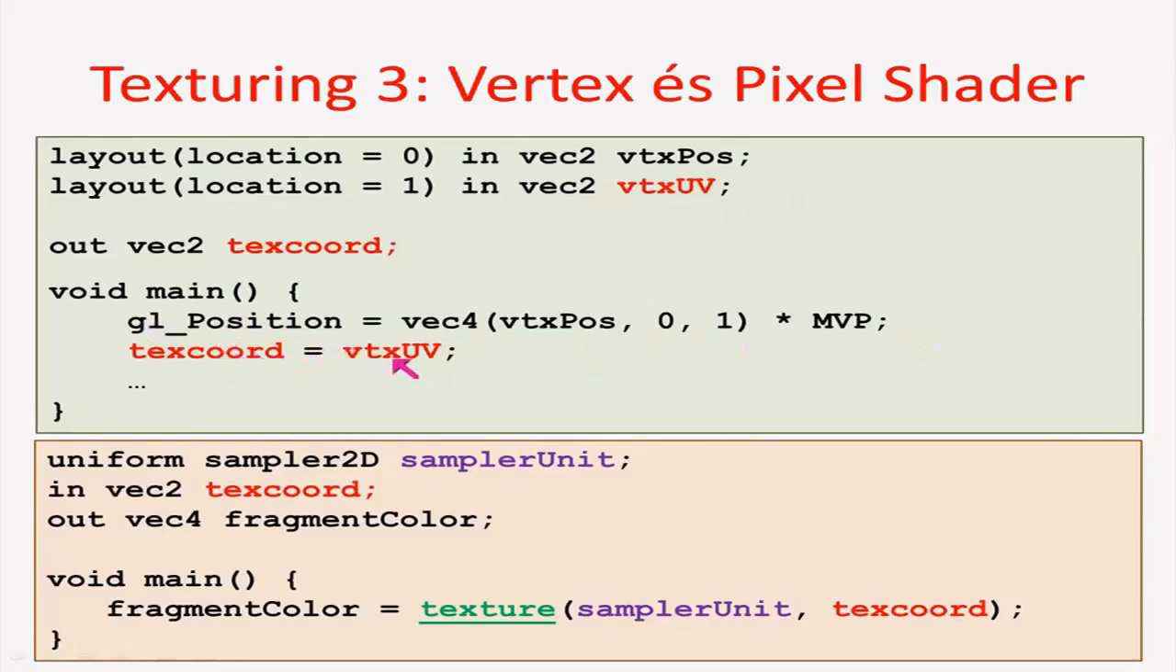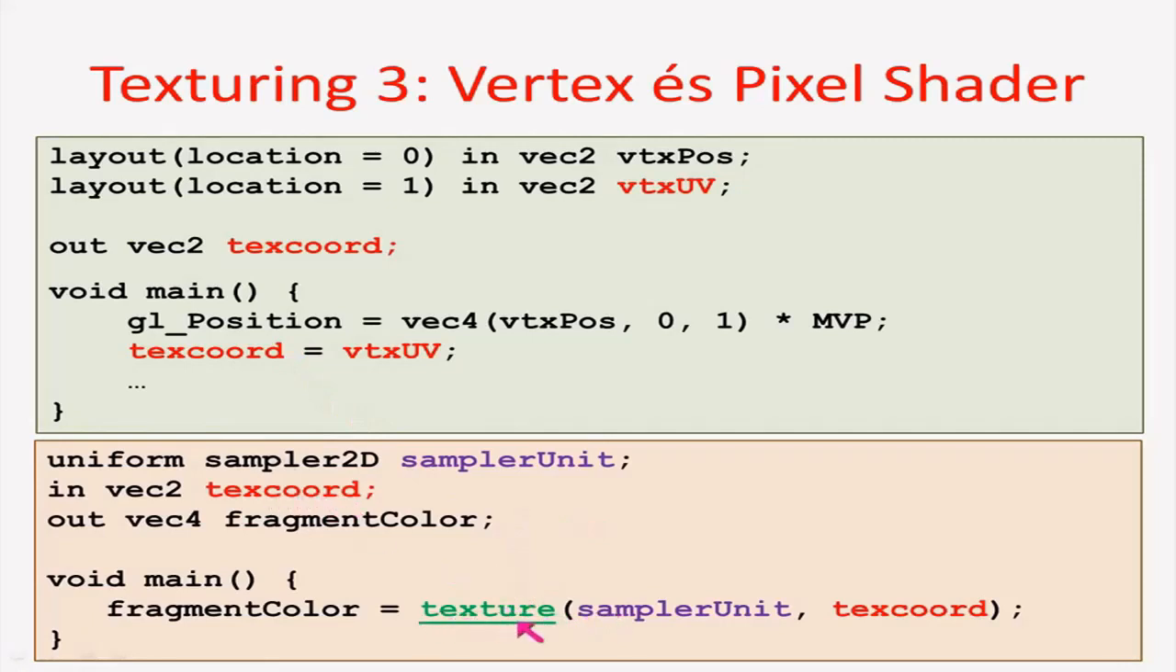The input texture coordinate called vtxUV is copied to the output register called texCoord. The fixed function hardware interpolates the texture coordinates and generates a sequence of pixels for which the fragment shader is run. The fragment shader looks up the texture memory using the interpolated texture coordinates called texCoord.